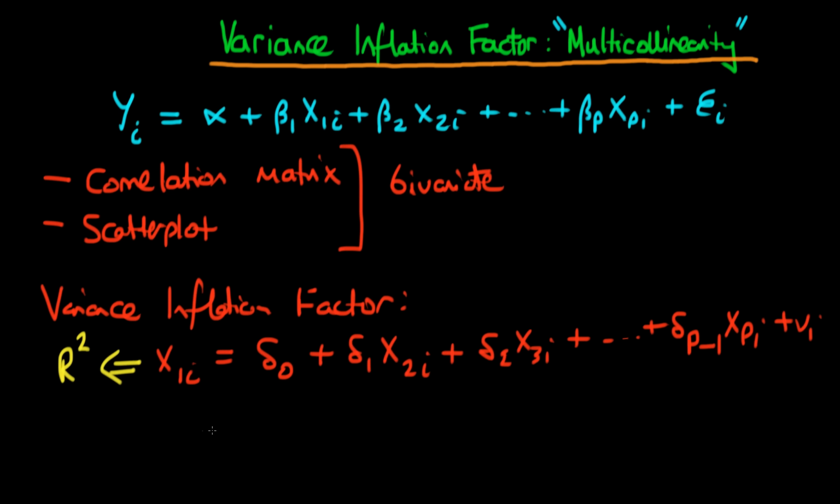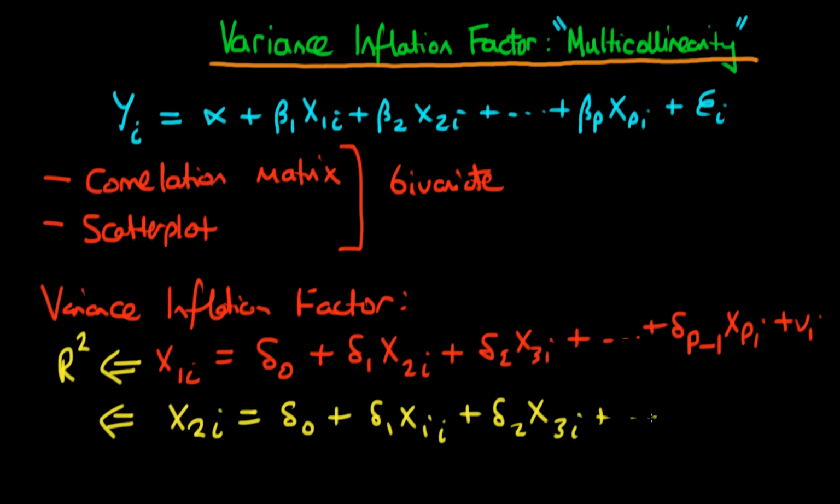But the idea with variance inflation factors is that you run a series of auxiliary regressions, one for each of the different independent variables. So we would regress x2i on delta naught plus delta 1 times x1i plus delta 2 times x3i, let's say, all the way up to delta p minus 1 times xpi, and we get a value of r squared out from this regression. We call the first one r squared 1, the second one r squared 2, and we do this all the way up to the pth regression, which we run of xpi on all the other variables. The higher the r squared, the higher the degree of multicollinearity associated with that particular variable.